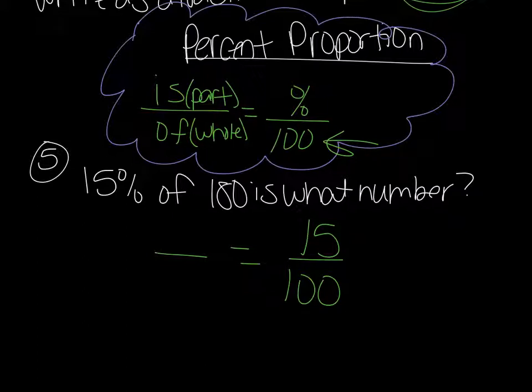All right, so we're going to put the 15 over 100 because it's 15%. Once again, if you don't see a percent, you're not going to put over 100. That's the only thing that will ever go over 100. Okay, so now we've got to figure out whether we have an is or an of.